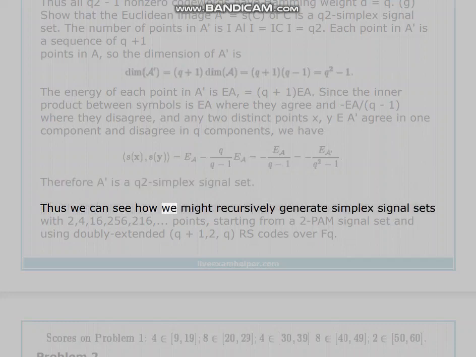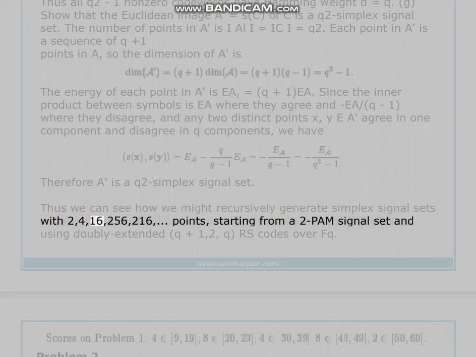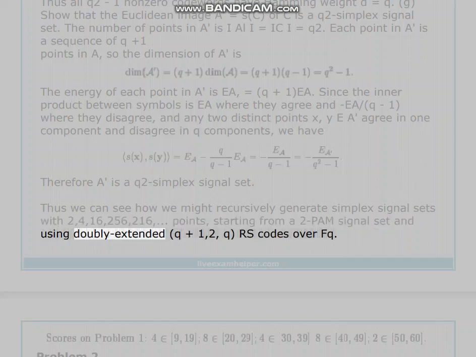Thus we can see how we might recursively generate simplex signal sets with 2, 4, 16, 256, 2^16 points, starting from a 2-PAM signal set and using doubly extended (q + 1, 2, q) RS codes over F_q.